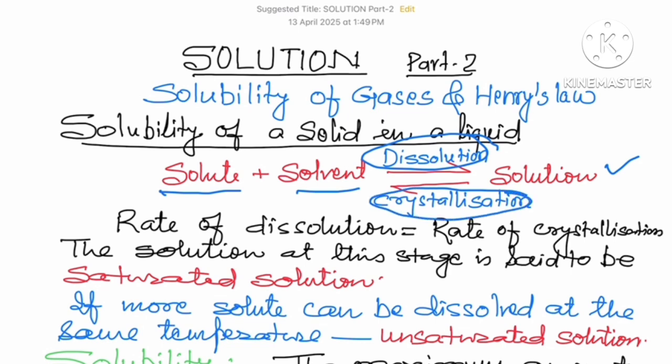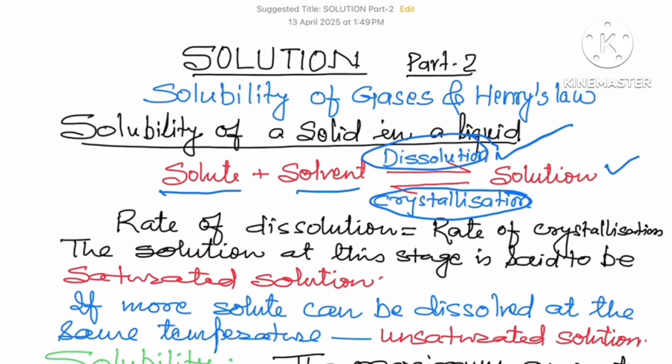So finally we define what we mean by solubility: the maximum amount of the solute or solid in gram which can be dissolved in 100 gram of liquid or solvent to form a saturated solution at a given temperature.